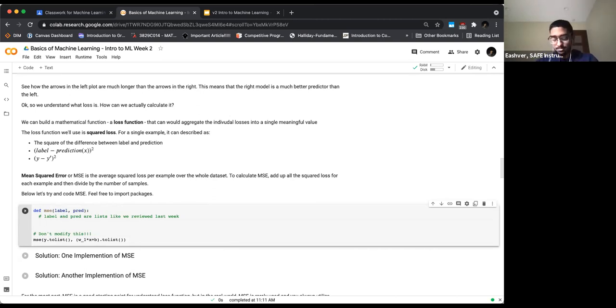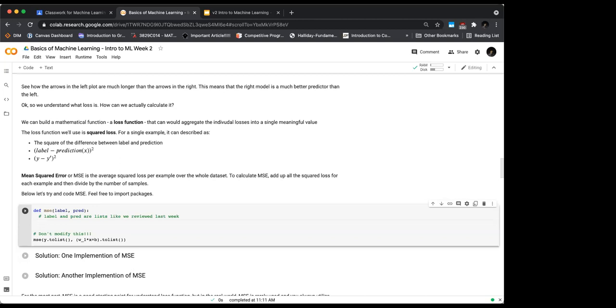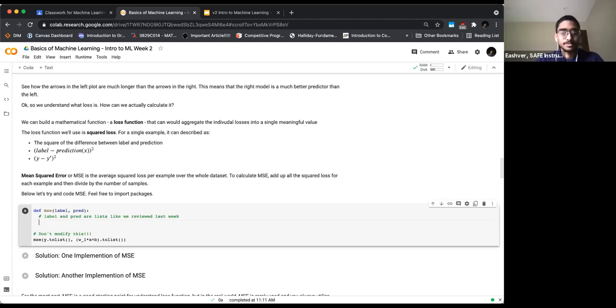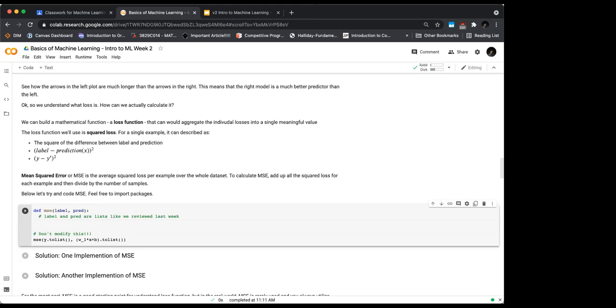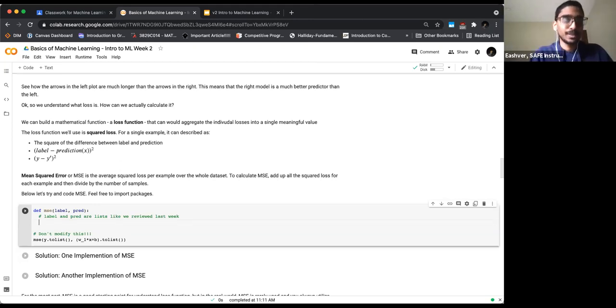I'm kind of confused about what I'm supposed to do with this. Like, I don't know how to code it. Oh, okay. So I guess I can write some pseudocode. So maybe what you could do is loop through label and pred because they're lists, right? And you can calculate, yeah. So you loop through them.